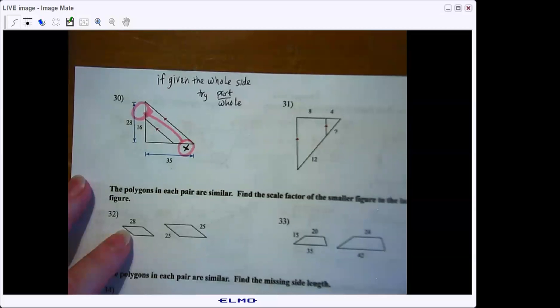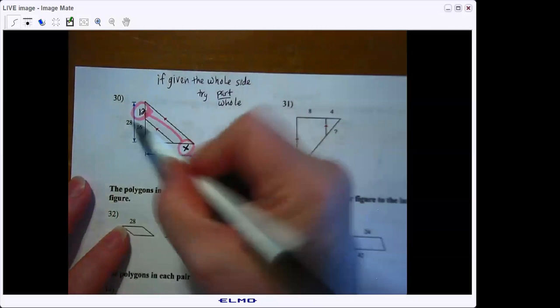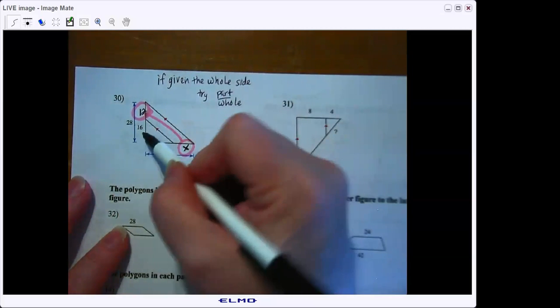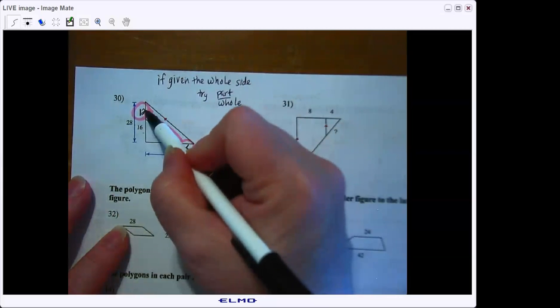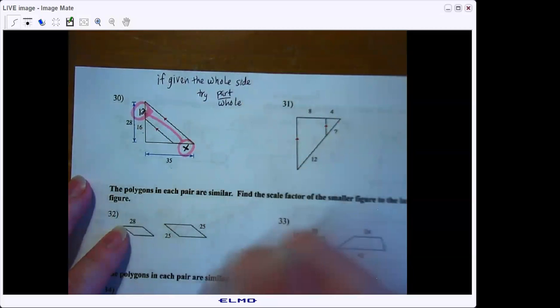Would it be 12? It would be. Thank you. Okay. Because this whole side is 28. This portion is 16. That means the one that I was looking for has to be 12 because we subtract. Now I have enough to set up my problem.